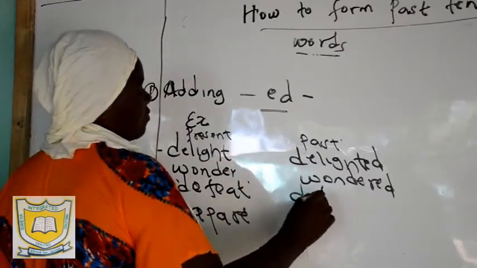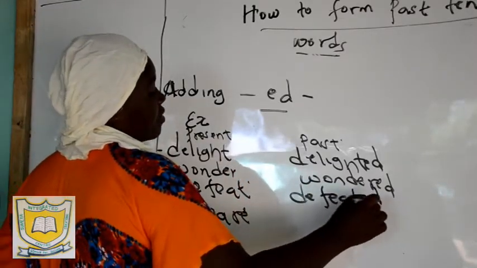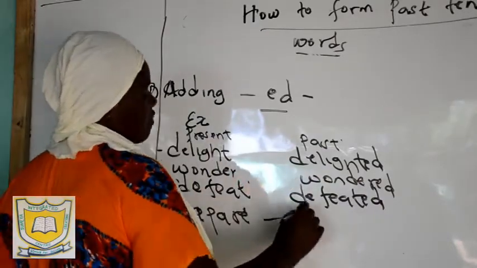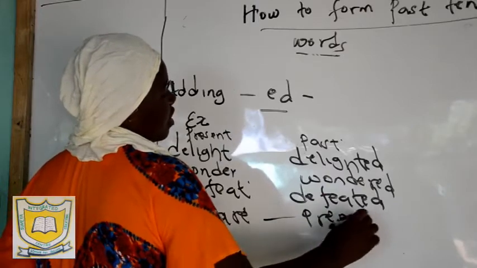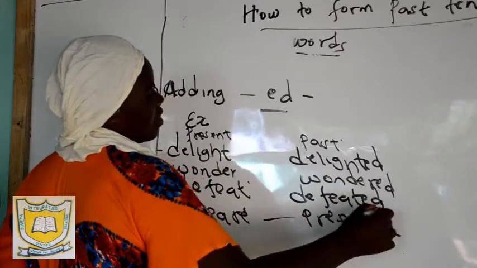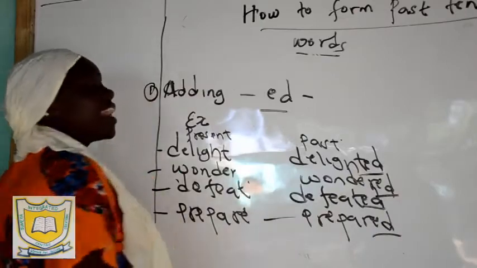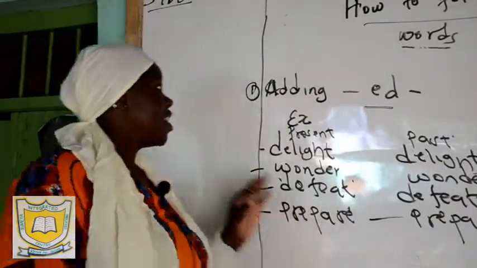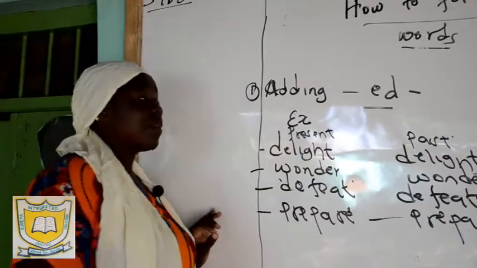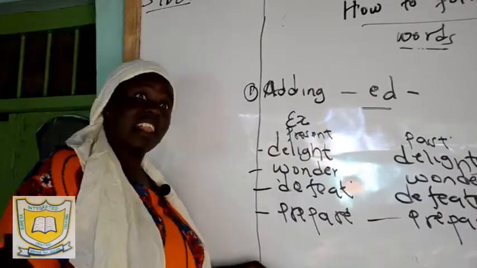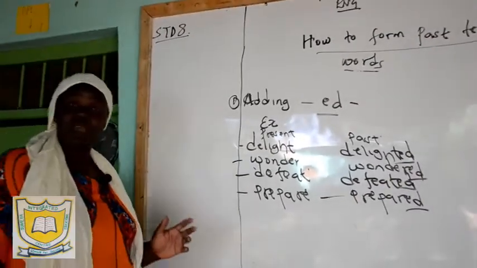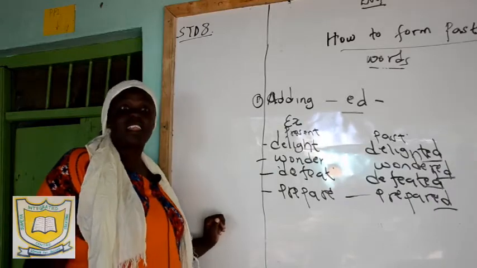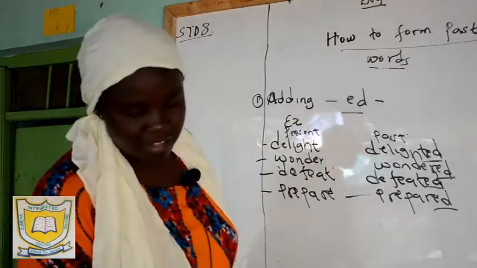And then you have defeated. It means whatever happened is in the past and you are defeated. And then you have prepare, you have prepared. So how did I form the past tense of my words? I simply added an ed to the word that I had been given. The commonest method of forming the past tense of words, number one, is adding an ed. Just remember, not all words are going to take an ed in their past tense.